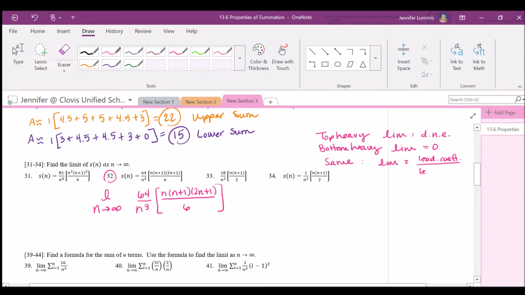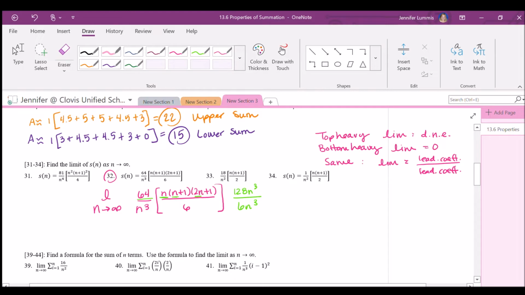Leading coefficient over leading coefficient. What's tricky about these problems is that it's in this factored form. So what we have to do is imagine multiplying it all out, what our leading terms would be. In the numerator, I have 64 times n times n times 2n, which would give me 128n cubed. And then in the denominator, 6n cubed.